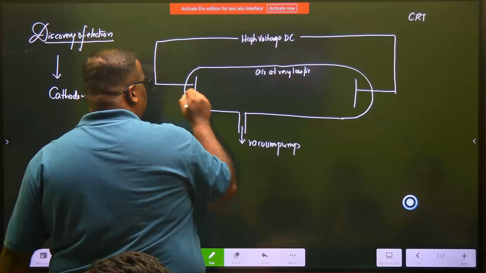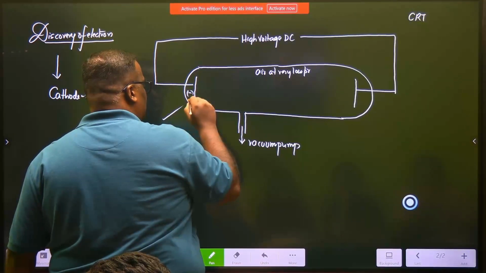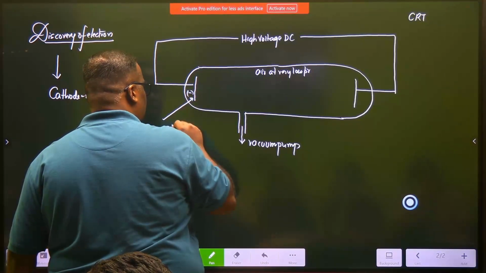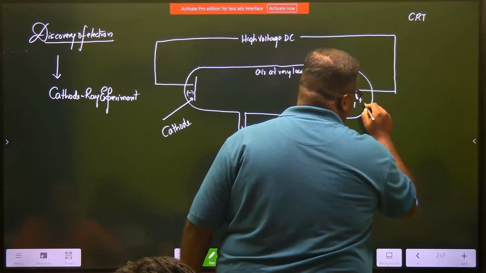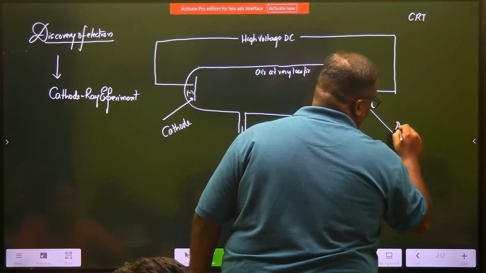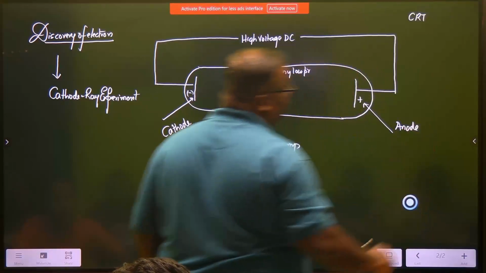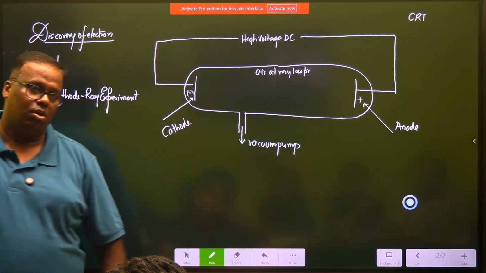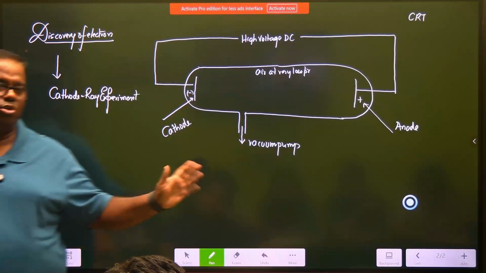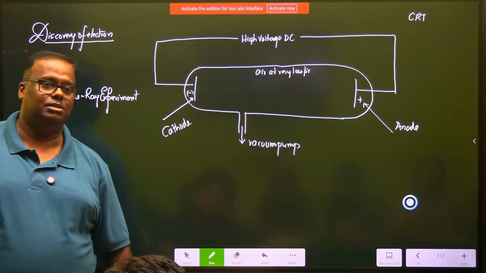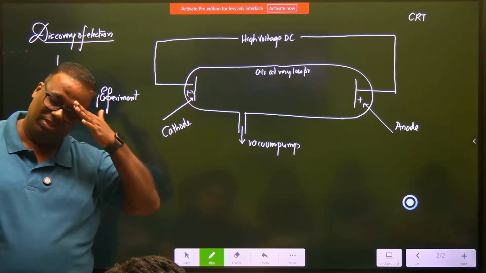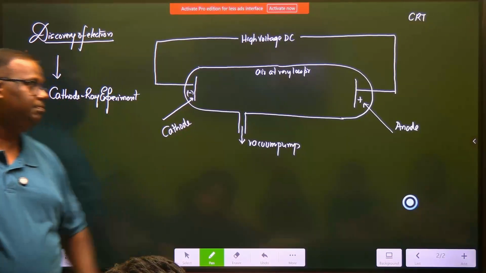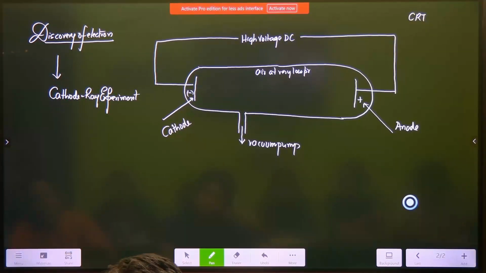The one that is connected to the negative terminal is known as the cathode. Right? And the one that is connected to the positive is known as the anode. If you have any difficulty, always remember PANIC, P-A-N-I-C: Positive is anode, Negative is cathode. Okay, fine. And high voltage was given.